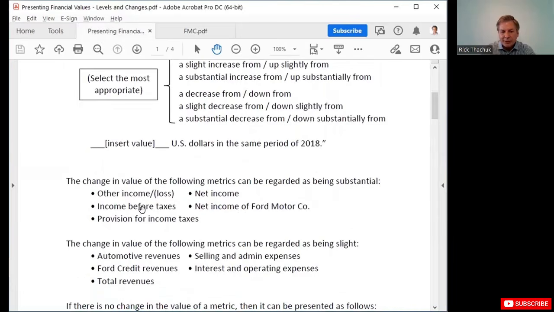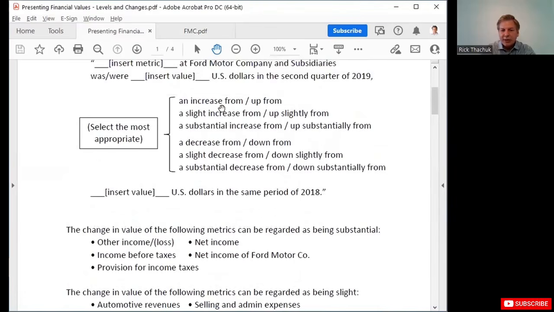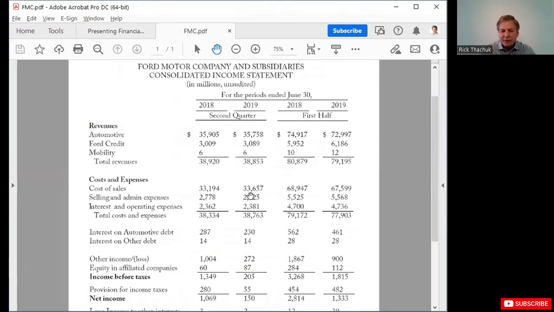Cost of sales is not here or here. So then we will not mention slight or substantial. We will just mention an increase from or up from. So cost of sales, if I present that, it would be as follows. Cost of sales at Ford Motor Company and subsidiaries was 33,657,000,000 US dollars in the second quarter of 2019, up from or an increase from 33,194,000,000 US dollars in the same period of 2018.